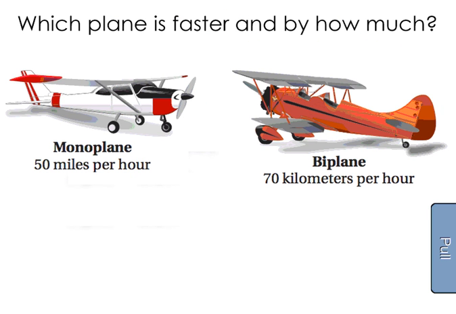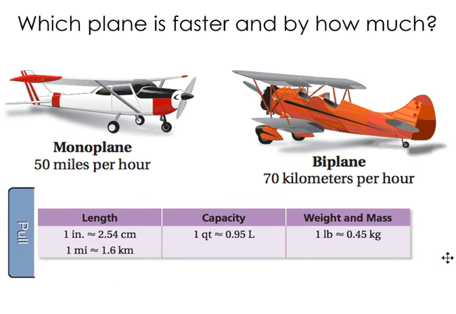Okay, next we're going to compare the speed of two different planes. The first one, the monoplane, flies at 50 miles per hour. The second one, the biplane, flies at 70 kilometers per hour. Just like before, I'm going to start with my conversion factor to set up my proportion. I only need to pick one measurement to convert to the other. Then I can compare the two.